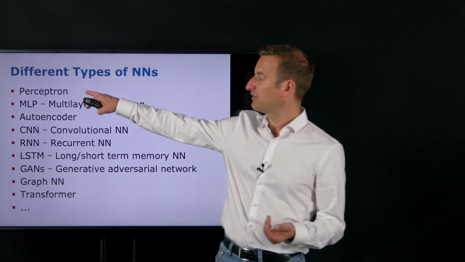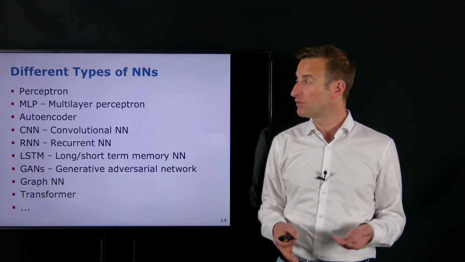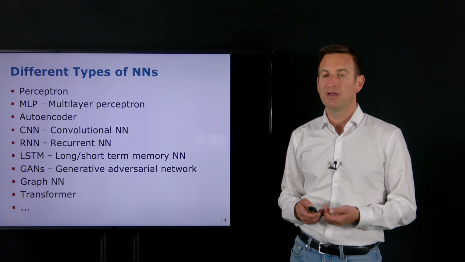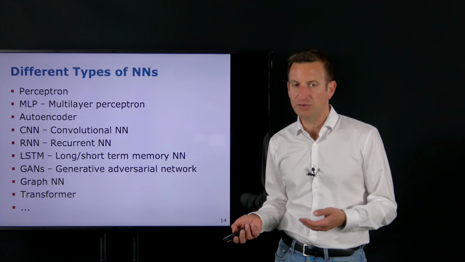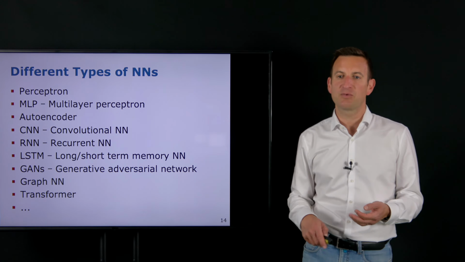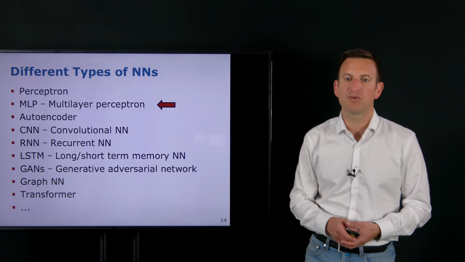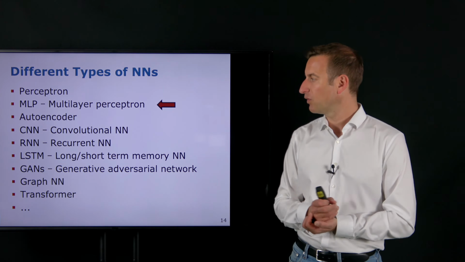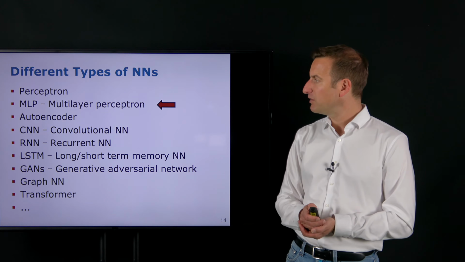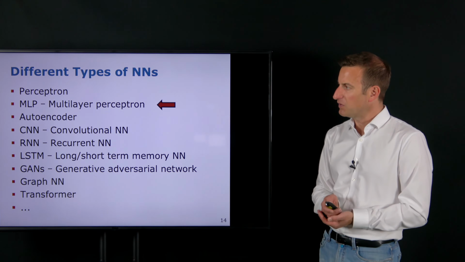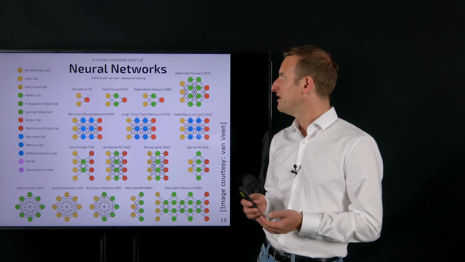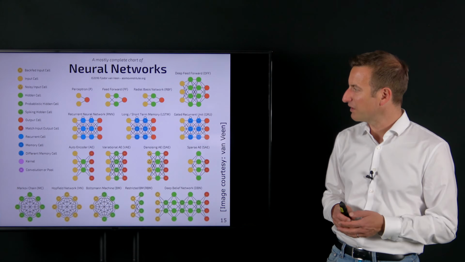So there's a simple perceptron, which is basically a single neuron. There are these MLPs, multi-layer perceptrons, which we talked about. There are autoencoders, convolutional neural networks, recurrent neural networks, and a large set of other networks which are out there. But we want to focus today only on MLPs, so we are not diving into these other types of networks. Just to give you an idea of the difference between those networks, there's a nice overview of different types of neural networks which are out there.